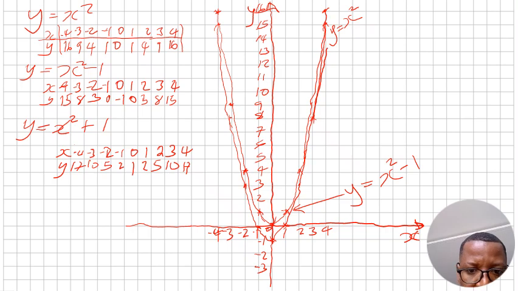When x is equal to minus 3, y is equal to 10. So let's have y 10 here. So when it's minus 3, it's 10. When it's minus 2, y is equal to 5. That is there. When it's minus 1, y is equal to 2, and the 2 is here. When x is 0, y is equal to 1, and 1 is here.